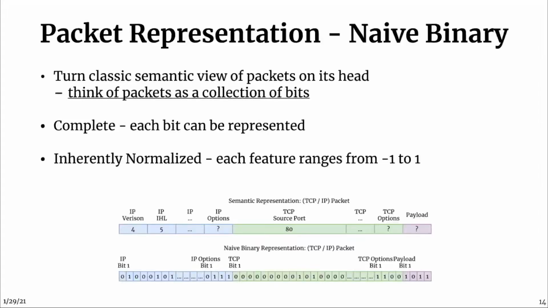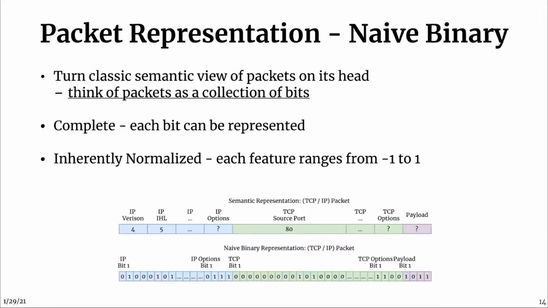So how can we actually come up with something that's inherently normalized and complete, right? Let's turn the classic semantic view of packets on its head. Let's think of packets as just a collection of bits. So this is naturally complete. Below, we have a TCP/IP packet with a semantic representation and then this naive binary representation as a collection of bit strings. It's pretty easy to see that it's now complete, and it encodes ordering as well.